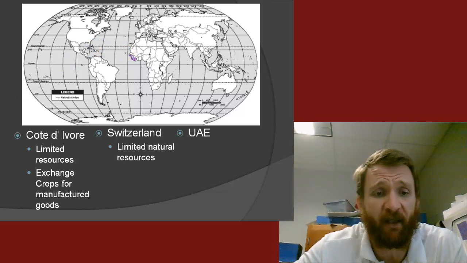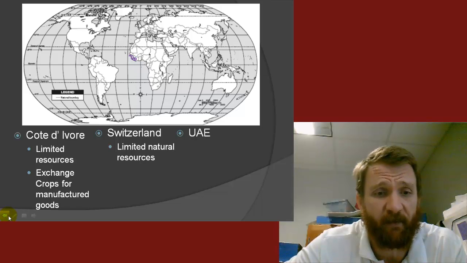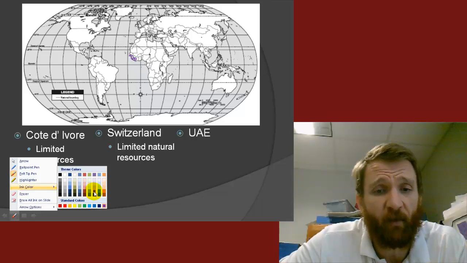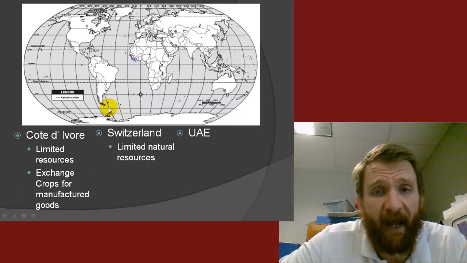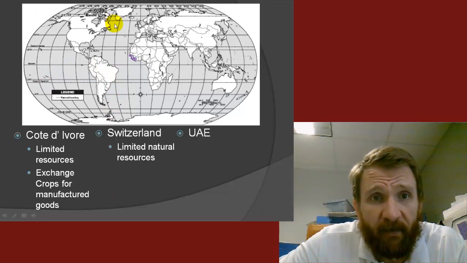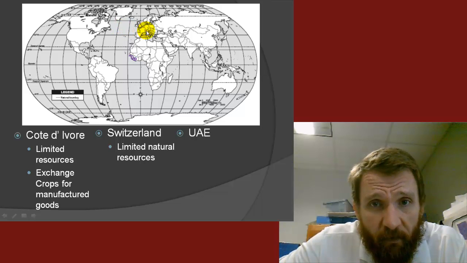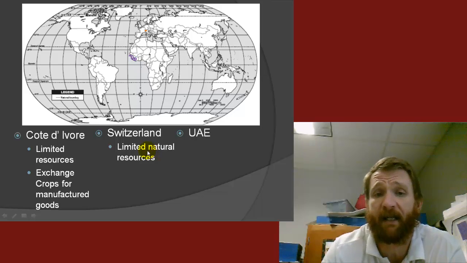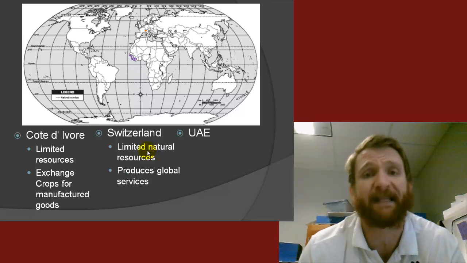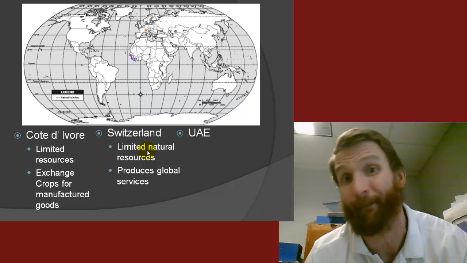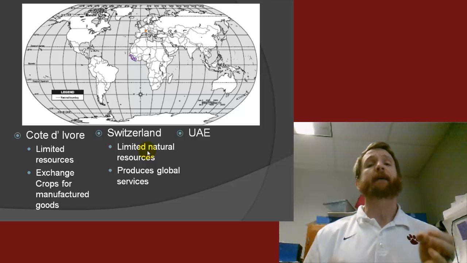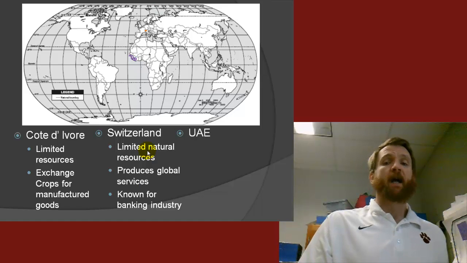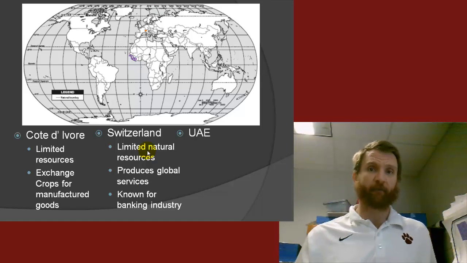Switzerland is another country. I can show you where Switzerland is because I know where that is on the map off the top of my head without looking. Switzerland is another country that is very small with limited natural resources. Switzerland is right there in the center of Europe. Okay, Switzerland has limited natural resources as well. But what they do is they provide global services. Banking in particular is a big major industry in Switzerland.